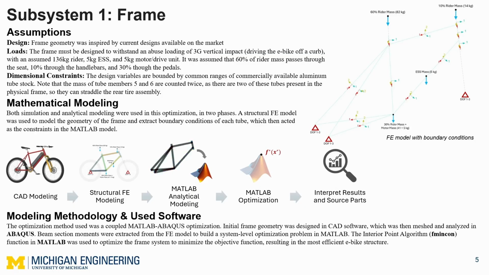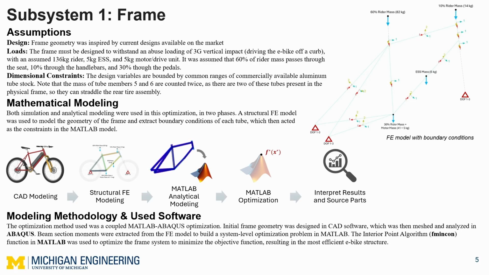When modeling the frame structure, the following assumptions were made. The frame must be able to withstand an abuse loading of 3 Gs of vertical impact, which we would attribute to driving off of a curb. We assumed a maximum rider mass of 136 kg, a 5 kg battery, and a 5 kg drivetrain. We also assumed that 60% of the rider's mass passes through the seat, 10% through the handlebars, and 30% through the pedals.